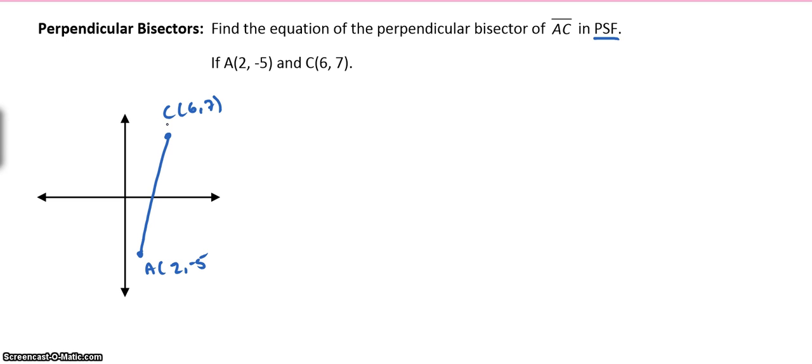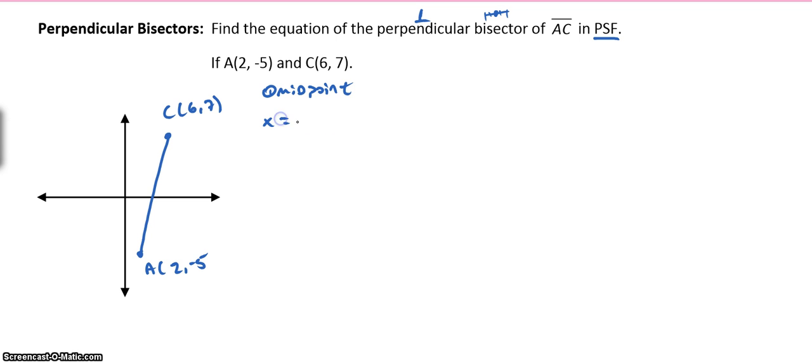Alright, so find the equation of the perpendicular bisector. Now, the perpendicular bisector has two key points. It's perpendicular and it's a bisector, so it cuts in half. So we have to take those two into consideration. First, let's talk about bisector. If we're going to bisect this line, we want to find the exact middle. Well, how do you find the middle in the coordinate plane? Midpoint. So our first step is to find the midpoint of A and C.